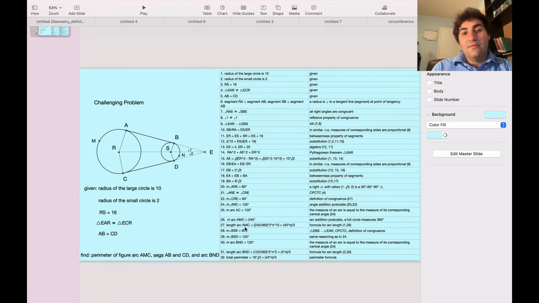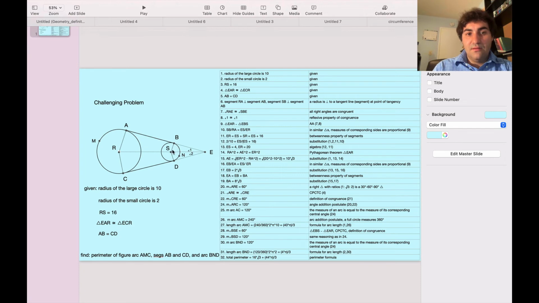We know the length of arc AMC is going to be equal to 240 divided by 360 times 2 times pi times the radius, which is 10. And if we simplify, we get 40 pi divided by 3. So that's going to be the length of this part of the figure, right? Now let's look at this part over here.